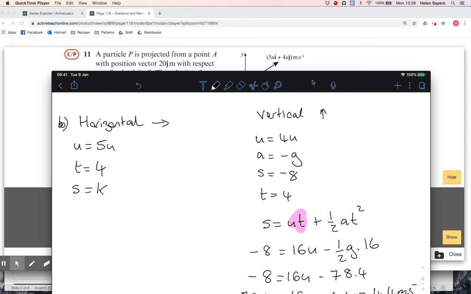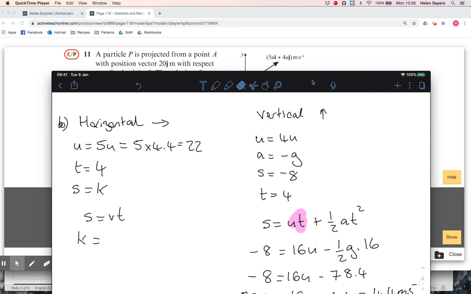There is no acceleration horizontally because we don't consider air resistance. So I can just use that displacement is velocity times time. Displacement is k, velocity is 5u, and I now know what u is. So the initial horizontal velocity was 22, and because there's no acceleration, that's its velocity throughout.